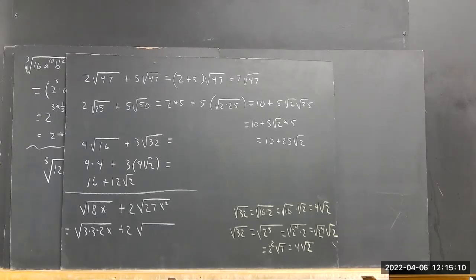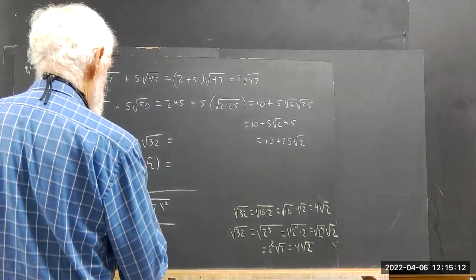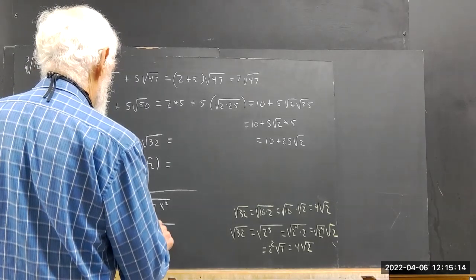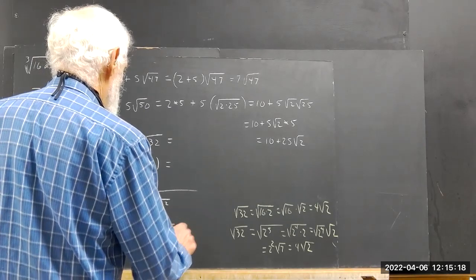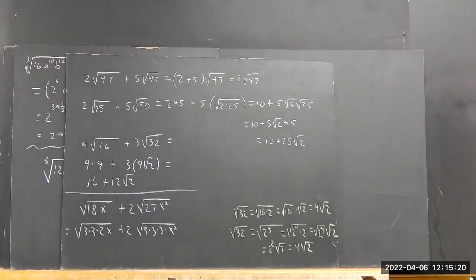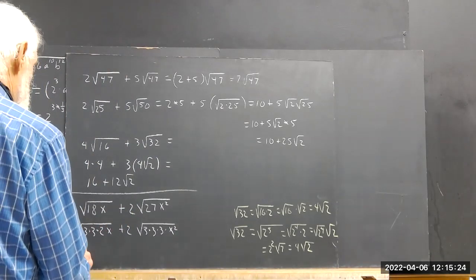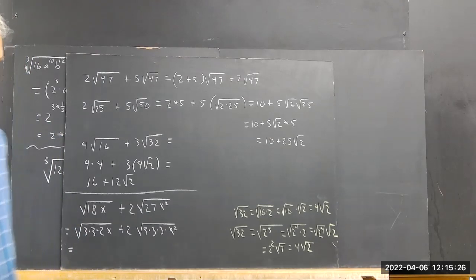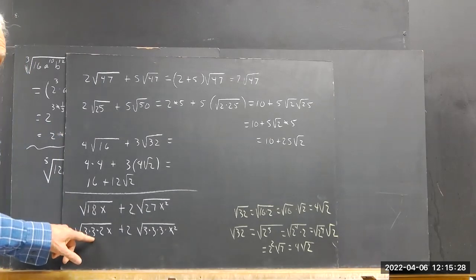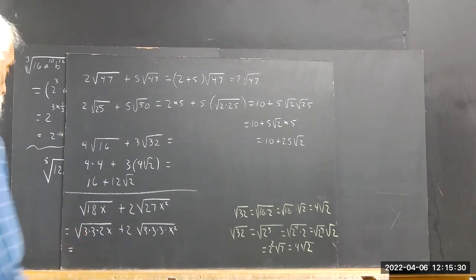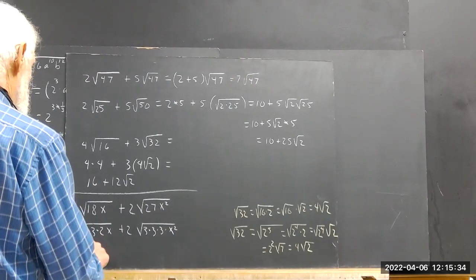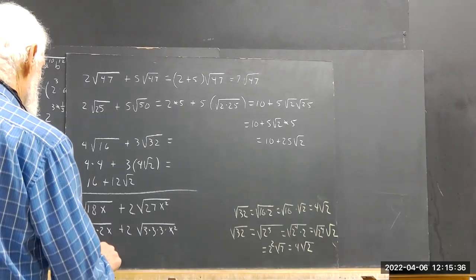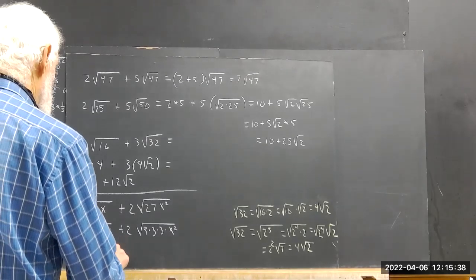Okay. Now, 27 is 3 times 3 times 3, right? Okay, so what do we have here? Well, 3 times 3 is a perfect square, so we can write this as the square root of 3 times 3 times the square root of 2x.